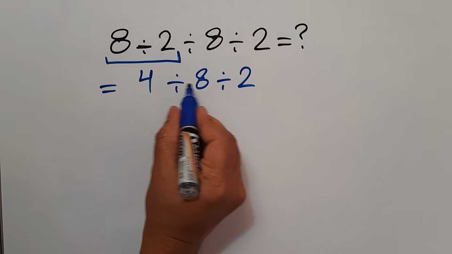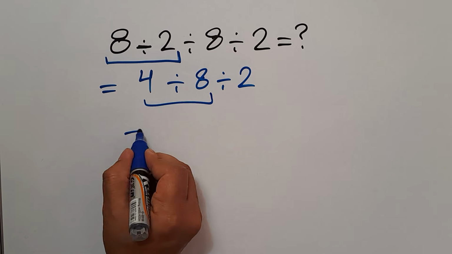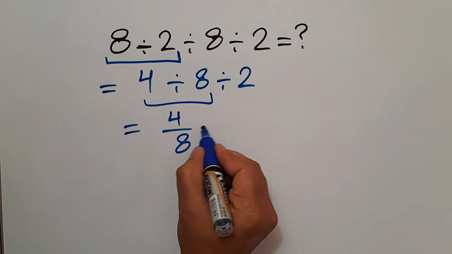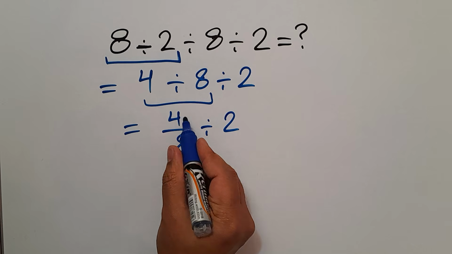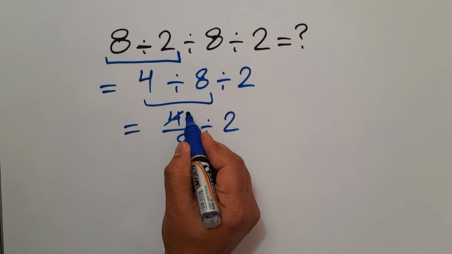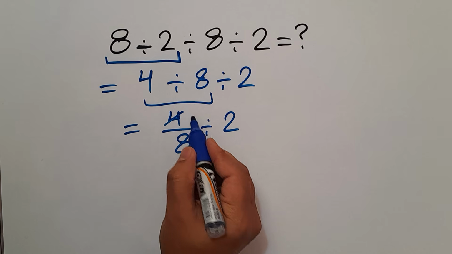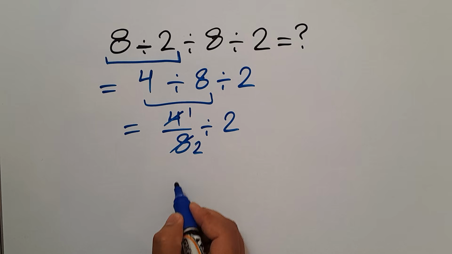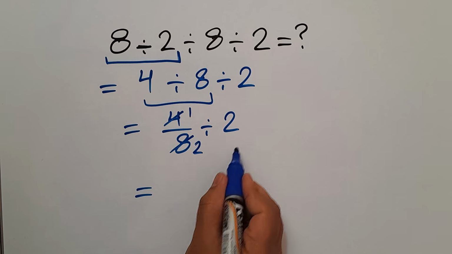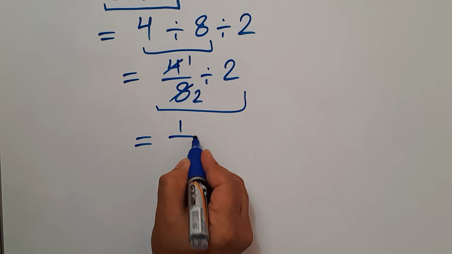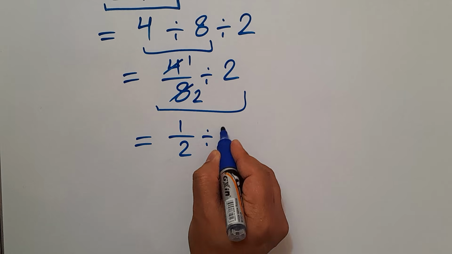Now 4 divided by 8 can be written as 4 over 8, and divided by 2. Let's simplify this fraction. 4 divided by 4 gives us 1, and 8 divided by 4 gives us 2. So we have 1 over 2 divided by 2.